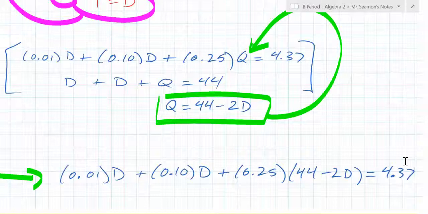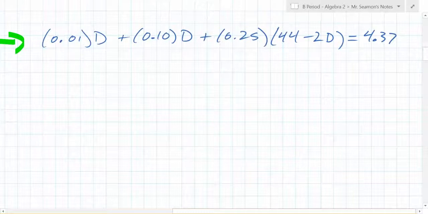So theoretically you should be able to solve that. Do that right now for me. Solve this right now. You can use a calculator. Go ahead, solve it.